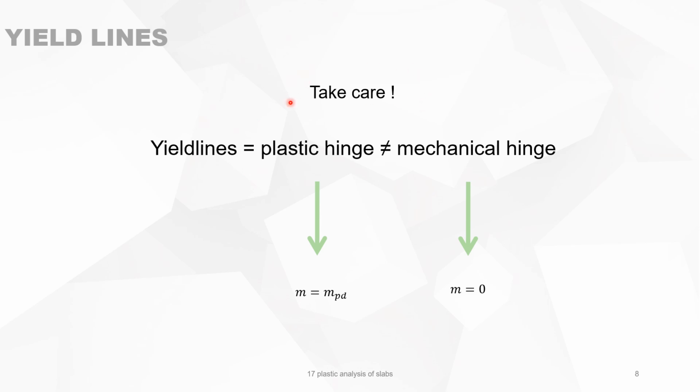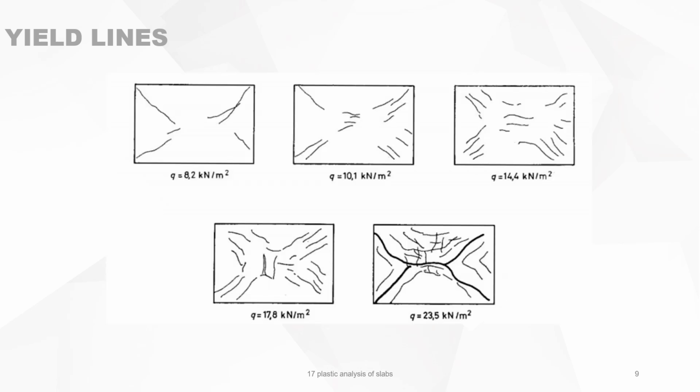Take care. Yield lines, it's about a plastic hinge. It means that at the origin of the yield line, the bending moment is equal to the plastic bending moment. It is not a mechanical hinge, because for a mechanical hinge, the bending moment is 0. So don't make that mistake. For plastic hinges, the bending moment is equal to the plastic bending moment.